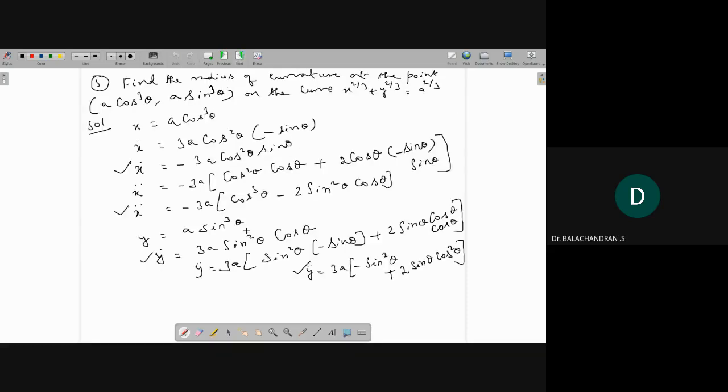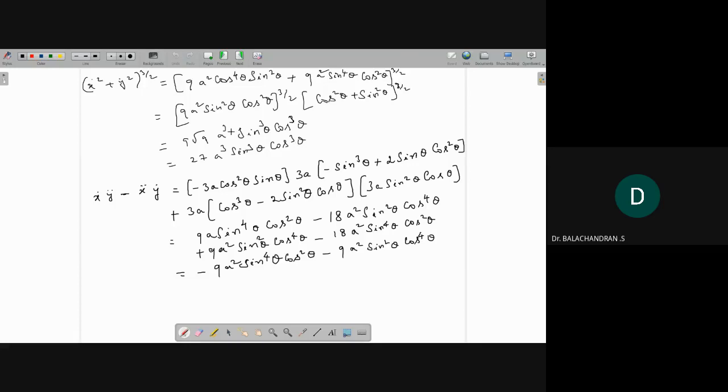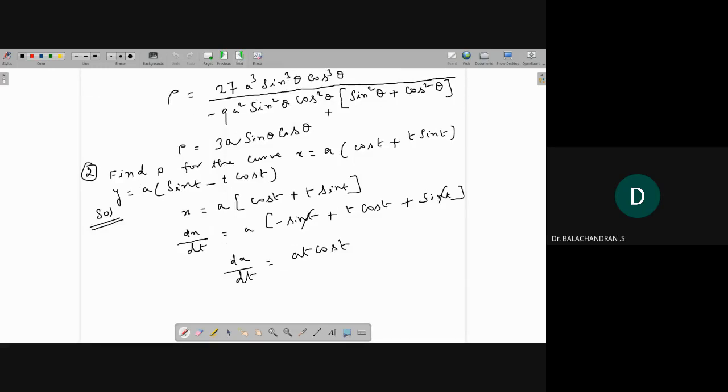Here I solved some more problems in parametric form. I'm not going to explain these; I'll give them to you, and you can go through them. If you have any doubts, you can ask in the next class or through WhatsApp. Read the problem: find the radius of curvature of the asteroid. You should know the parametric form. As usual, x dot, x double dot, y dot, y double dot. This is the numerator value and this is the denominator value. Numerator divided by denominator, you will get the final answer.